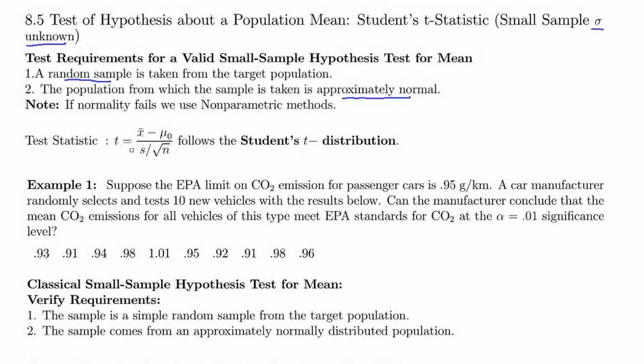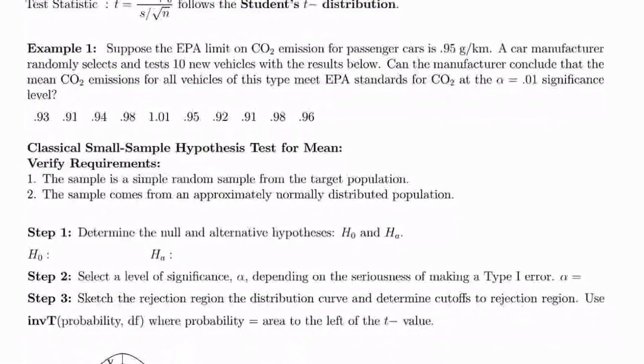We're going to use the t statistic, which is x bar minus mu sub 0, our hypothesized mean, divided by s over square root of n. So we're using s here instead of sigma. And this test statistic follows the t distribution, or the student's t distribution. So that's what changes here. Let's look at an example.